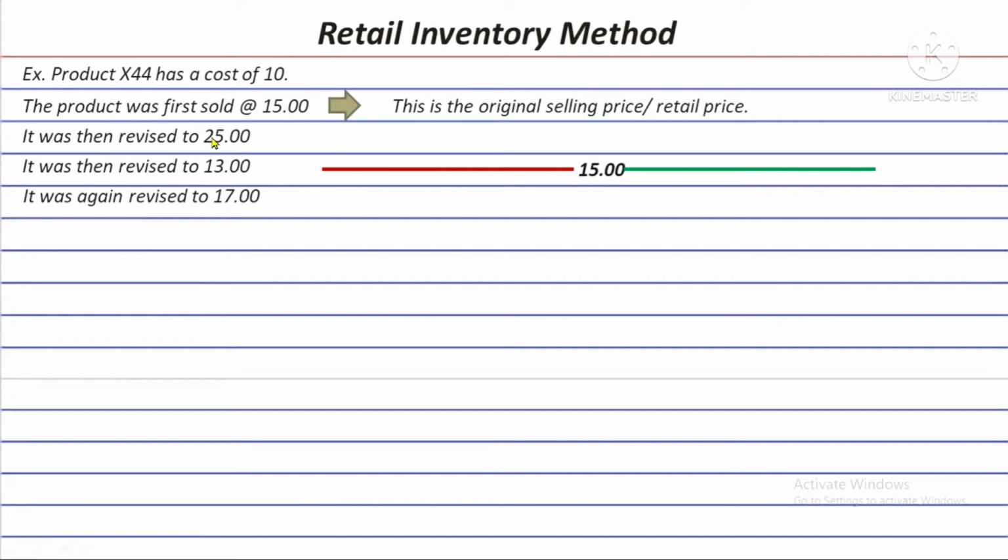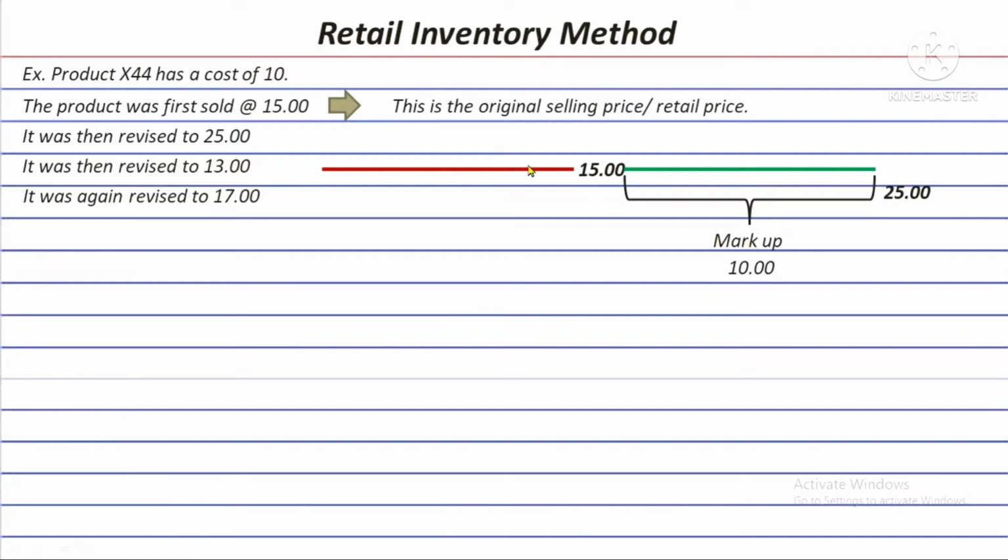Now, the selling price was revised to 25 according to the illustration. So let's put here 25. So from 15 to 25, there is an increase of 10. So this is what we call the markup. Because the markup is the difference between the original retail price versus the new higher price. So that's the markup. It's as easy as that.